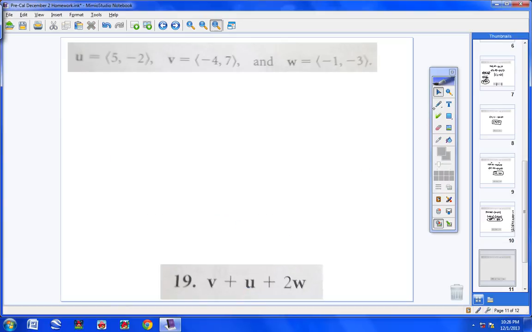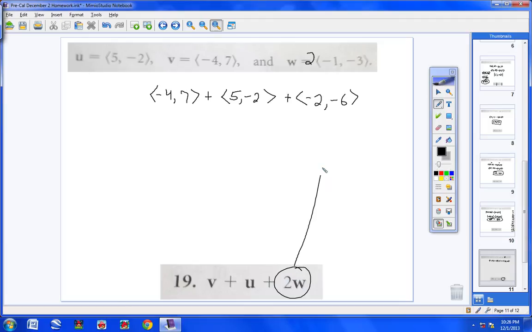Okay, v plus u, so let's bring down our v, negative 4, 7, plus u, 5, negative 2. And if it's okay with you students, I'd like to save some time. Next, it's plus 2w. So I'm going to put a plus sign. Then let's just go ahead and multiply 2 through this vector right now to save time. So 2 times negative 1 is negative 2, and 2 times negative 3 is negative 6. So I took 2 and multiplied it times w, and 2w gave me this vector right here. And now let's go ahead and add these up.